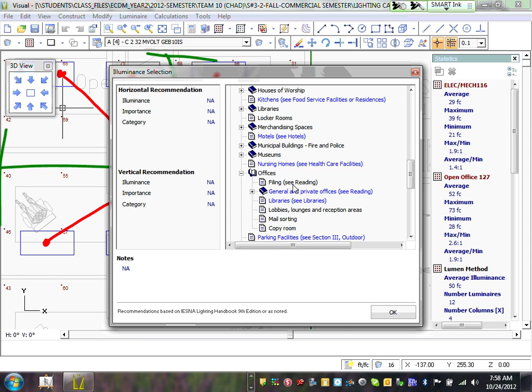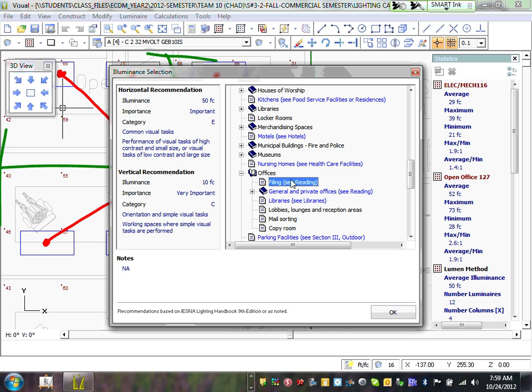In the office, if you have an area with filing, see to read, filing. The area in the office where you do filing, can you guys see the horizontal recommendation from the illumination, or the IES recommendation for it? Everybody can see it. Illumination is 50 average, and it's important. Category E, common visual task. So that gives you some description.